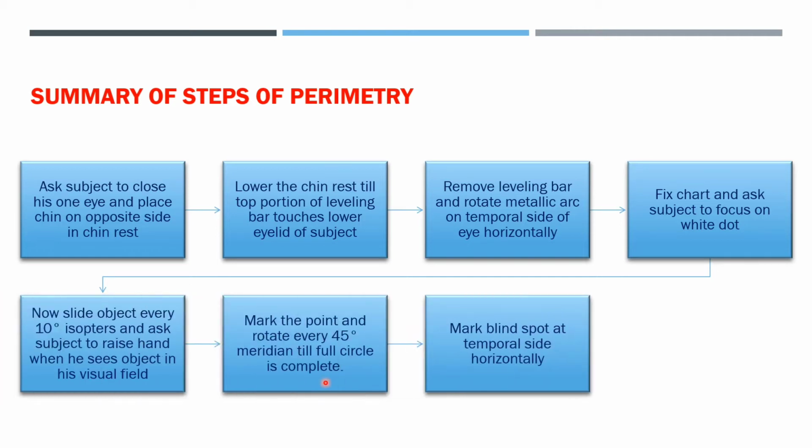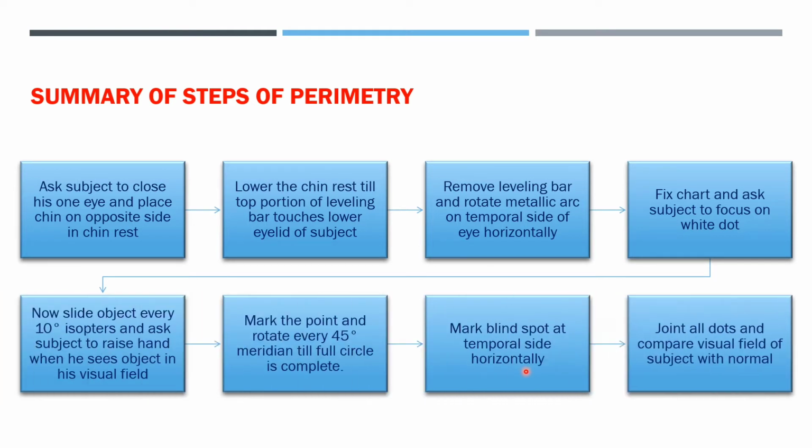Now mark the blind spot at last at the temporal side horizontally. And then join all the dots in the chart and compare the visual field of the subject with the normal field of vision that is given in the perimetry chart. So this is the summary of how the perimetry is done. Now let's see the demonstration video of the confrontation test.